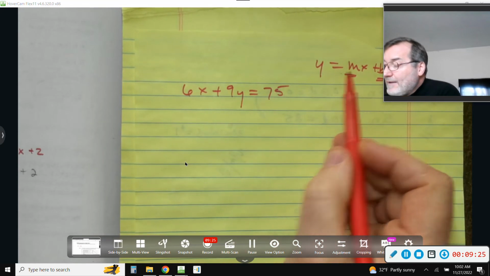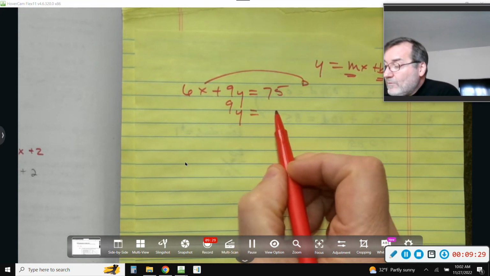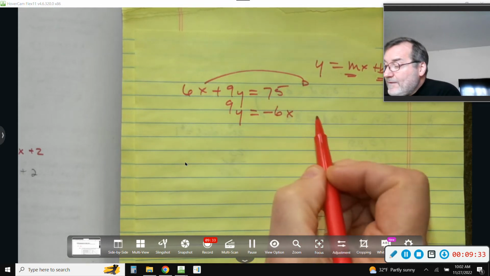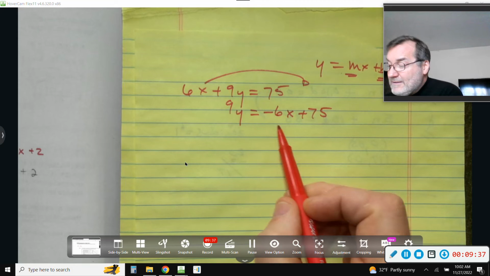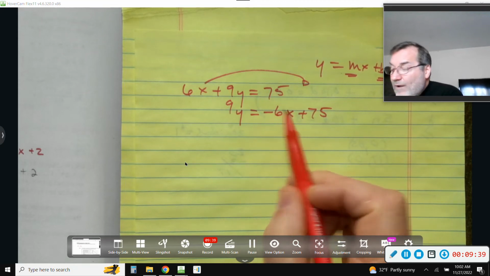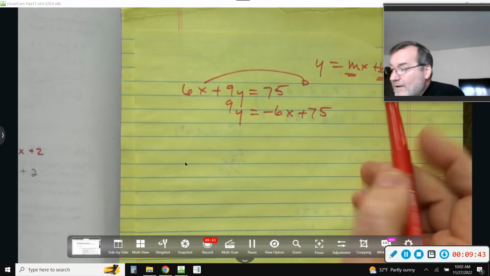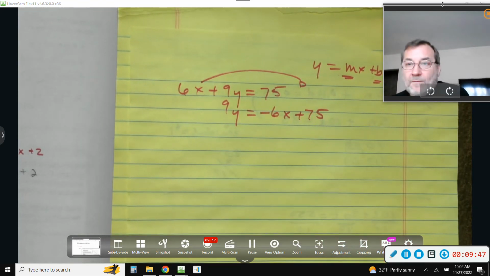If I want to get x on the other side, I've got to subtract it over here. So 9y equals, if I subtract it, negative 6x, and then I still have the plus 75. You'll notice how I organized this: I put the x term right in front, and I put the 75 on the back side. I make it look a lot like this thing right here.